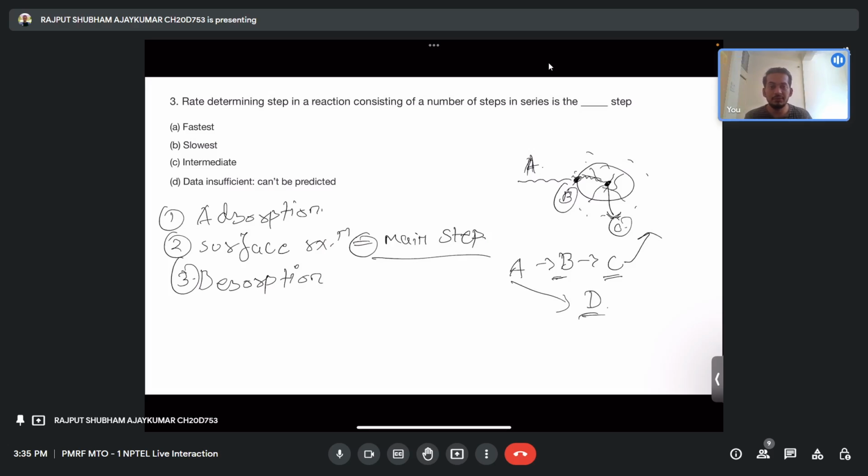So the rate determining step in a series of steps can be related to the slowest step, that is the surface reaction. I've given this with the help of an example. So it should be the slower step in series. This is how you can relate the various examples you have already gone through in some of the courses. This is one example I've given in order to relate to this MCQ.